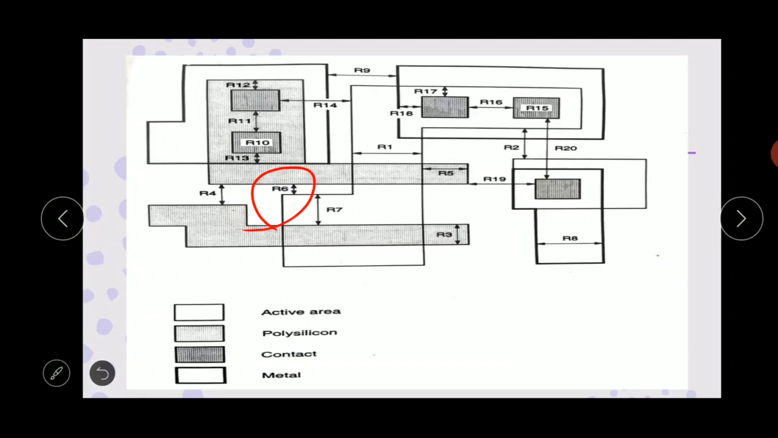Like this, all other rule numbers have some predefined values. Here it is given in terms of the lambda rule. If we use the micron rule, then the values are mentioned using absolute dimensions in micrometers. So this is all about layout design rules.